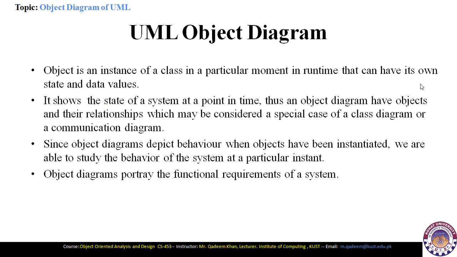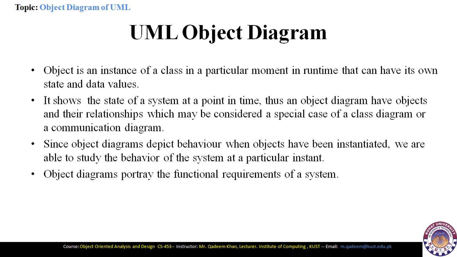Now, what is the object diagram in the UML? Basically, as we know, an object is the instance of a class. An object is an instance of the class in such a way that it represents the runtime state of the class. Runtime state means how the state of the class will be at a particular unit of time, and that will be represented by the object.